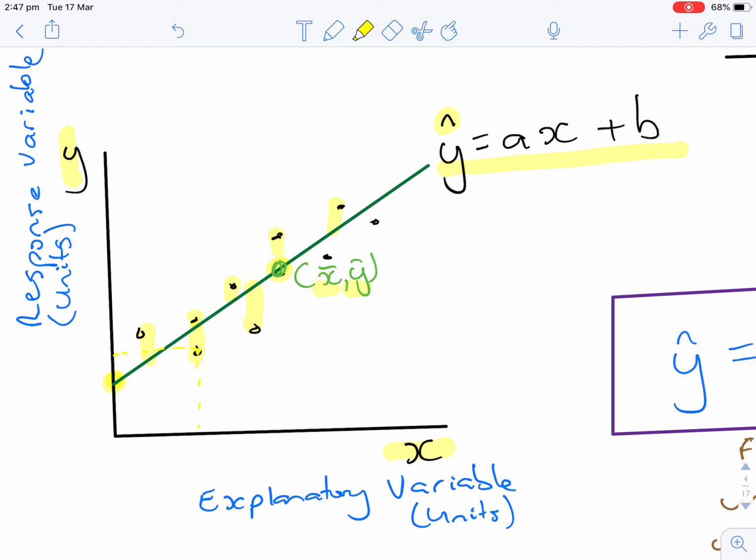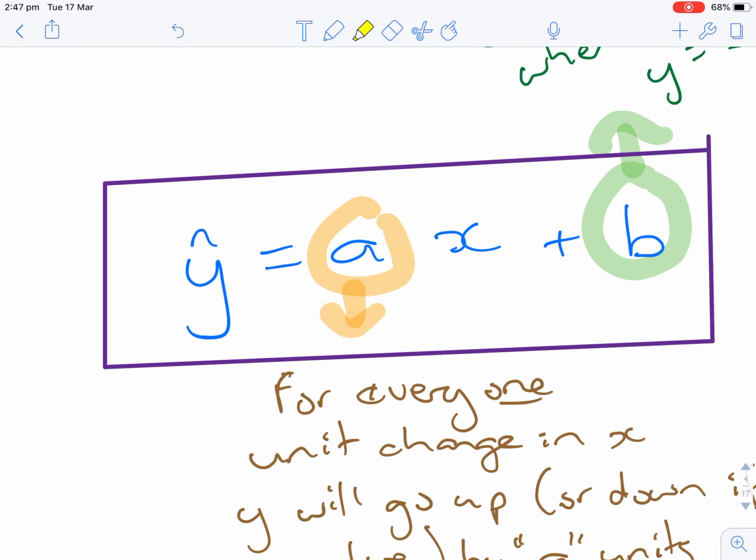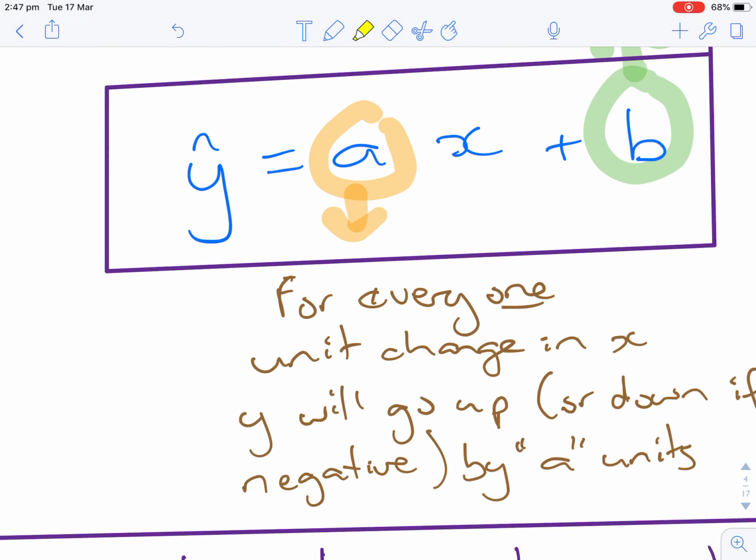So what is A? The A is the gradient. What is it telling me? And what is B? And what is it telling me? So I've rewritten this over here. A, as we say, is the gradient, and it tells me for every 1 unit change in x, which is my explanatory variable, how much y will go up or down if it's negative each time. And you need to interpret this in the context of the question.